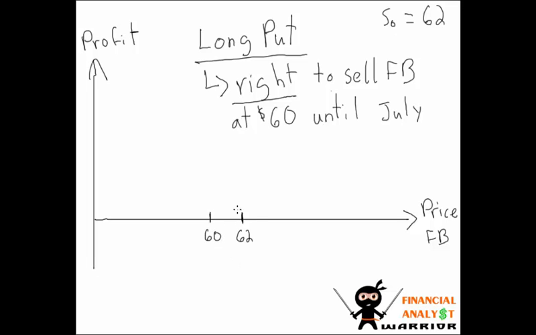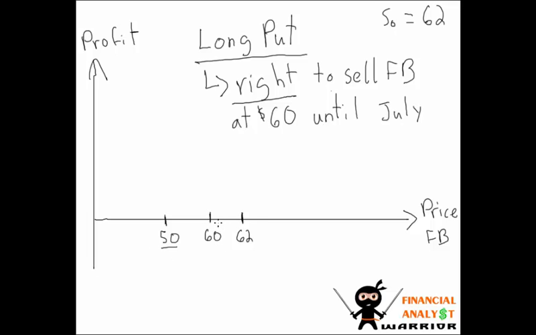So now it's a little bit different because I have the right to sell Facebook at 60. So when you draw a graph, it's always a good idea to just pick a random number. Okay, so let's say $50. What happens if the price is $50? Well, I can sell Facebook for 60. So what I could do is I could buy the share at $50 on the market and use my contract to sell it to some loser for $60. Okay, so therefore I make $10.